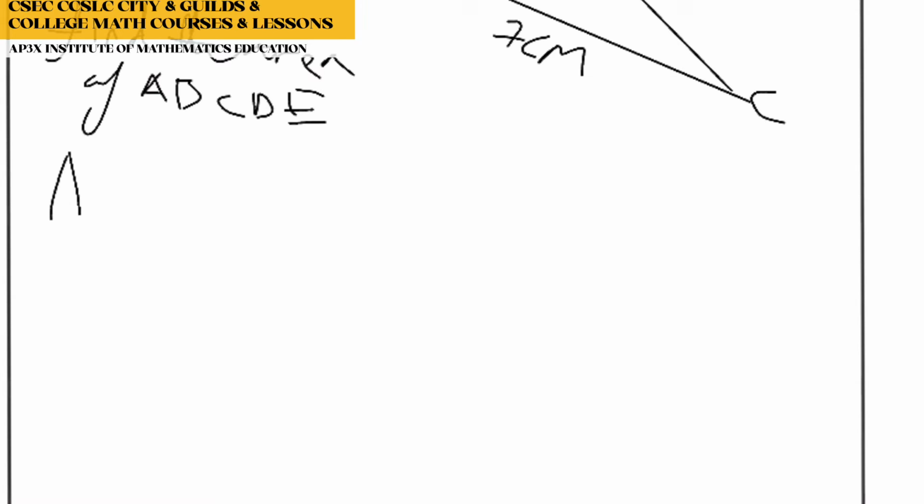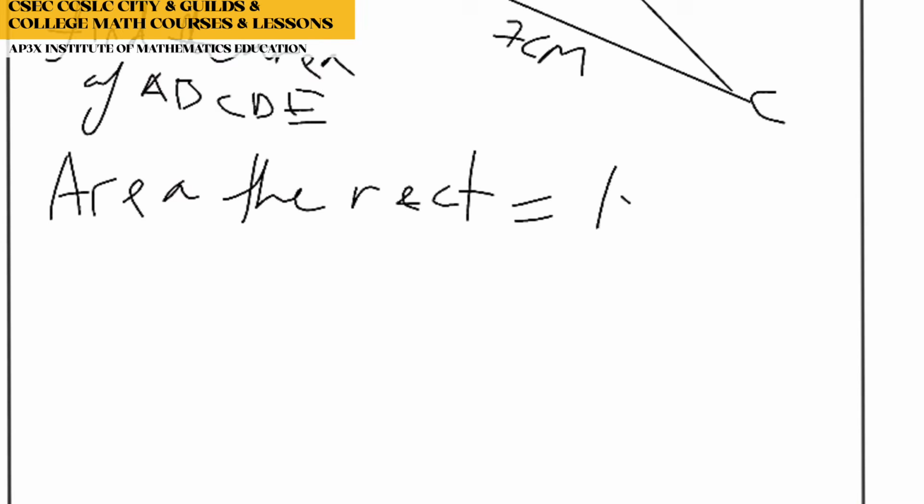So we're going to find the area of the rectangle. So area of the rectangle, and what's the length times width? Do we confirm? Yes, sir. So the length would be what? 11.3 centimeters. That is correct. And the width would be? 5.5 centimeters.